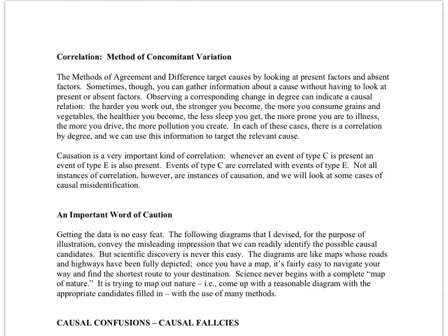There's also what's called the method of concomitant variation, and that is a very fancy word for happening at the same time. So, this is another very common sense method that we use in everyday life.